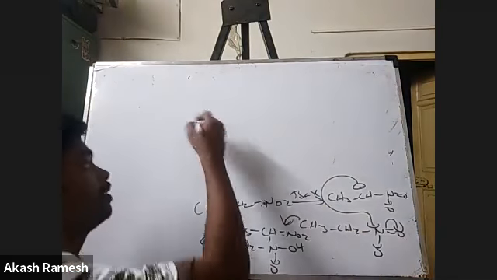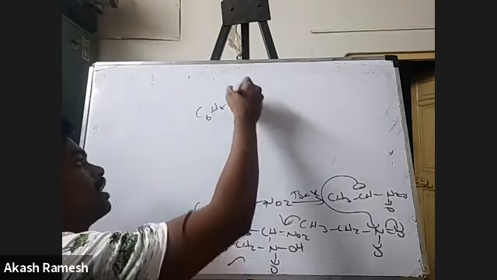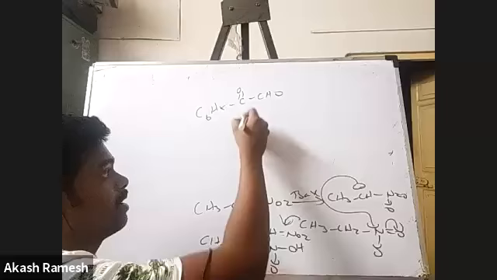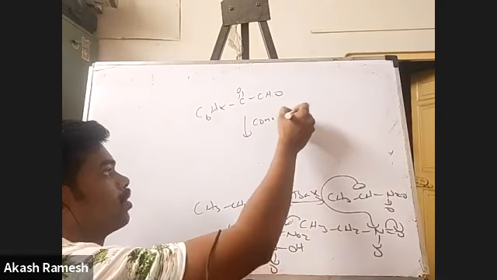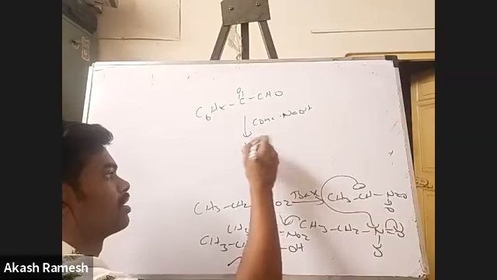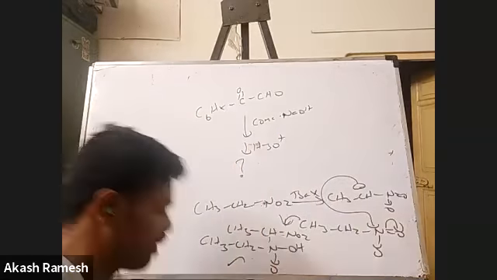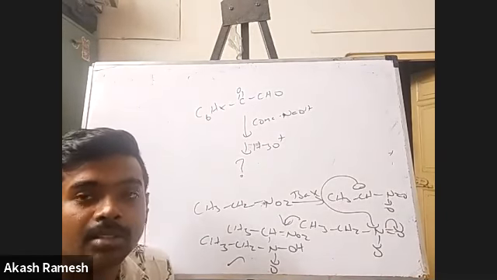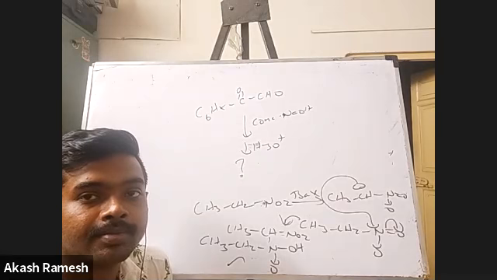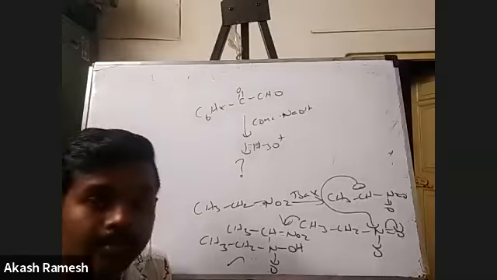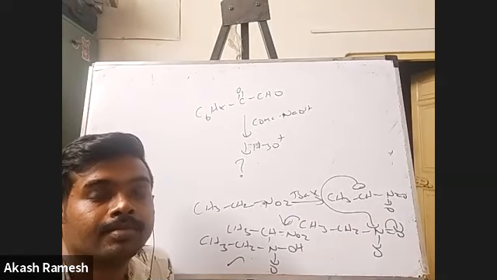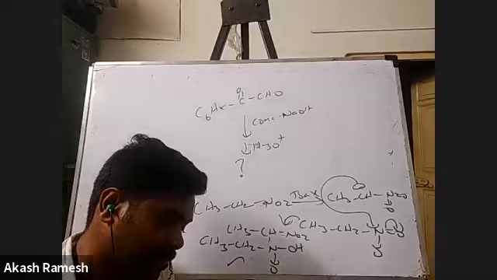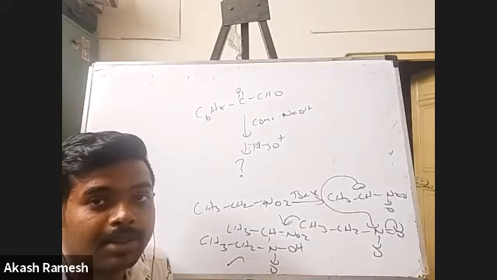So if I have C6H5, C double bond O, CHO, and now they are giving concentrated NaOH, and after that I go for hydrolysis. What is the final product? Now tell me, what reaction is this?